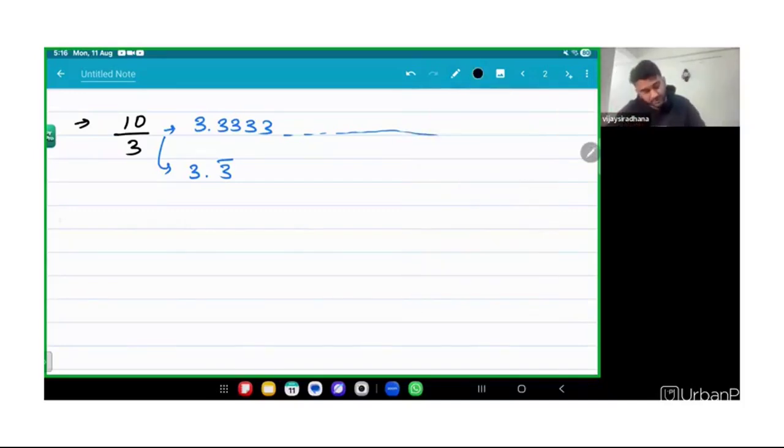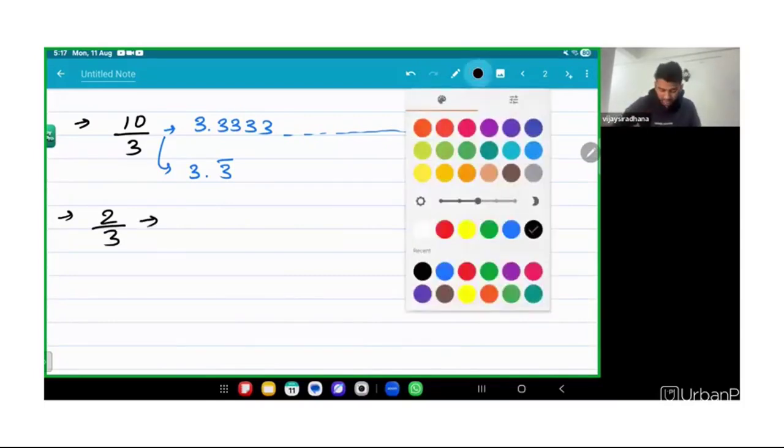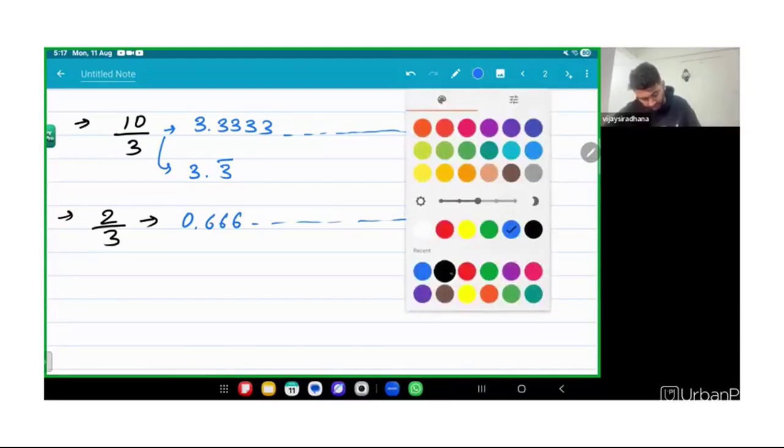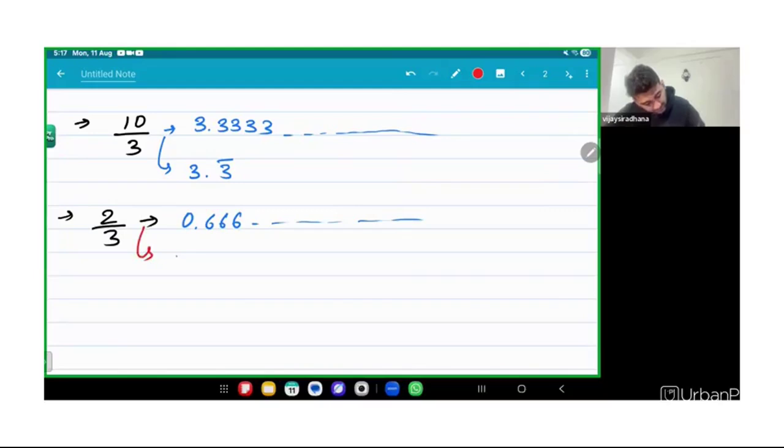Now the question number 2, which is 2 by 3. Now what's the value of 2 by 3? It is nothing but 0.6666, so it will keep on going. So you can write this as 0.6 bar, correct? Then you have one more number, which is 1 by 6.